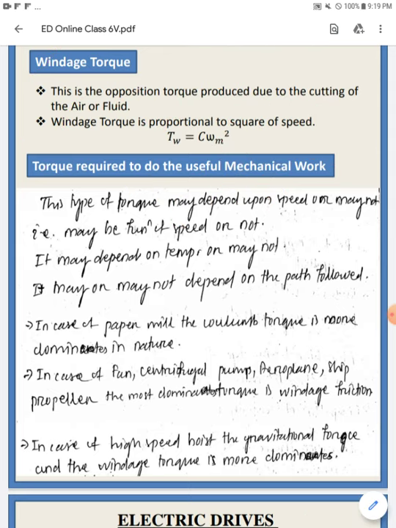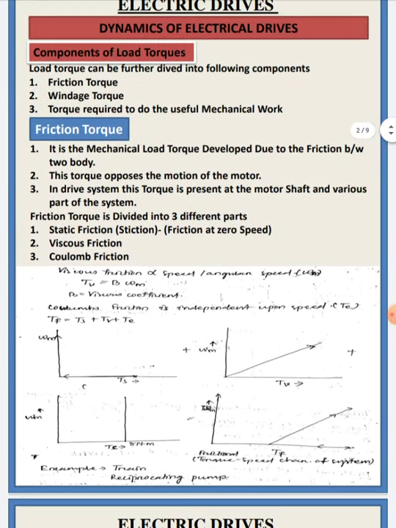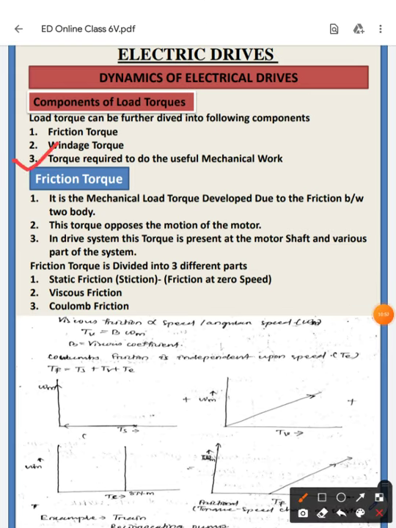Now the next type of load torque is the torque required to do the useful mechanical work. This is one of the components of load torque. So we have completed frictional torque and Windage torque. Now the third one is the torque required to do the useful work.